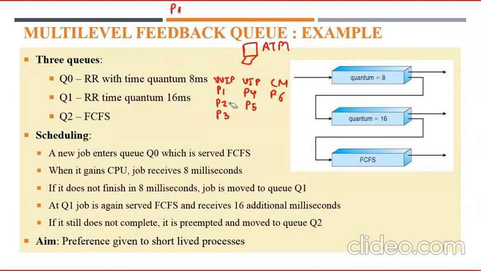Which process will execute first? All of you will give me the answer. P1 will get the first priority, then P2, then P3, then P4, then P5, then P6. All these processes will get the chance, first P1, then P2, then P3, then P4, then P5, then P6. That is the best case, and that is what we are doing in the multi-level queue scheduling algorithm.